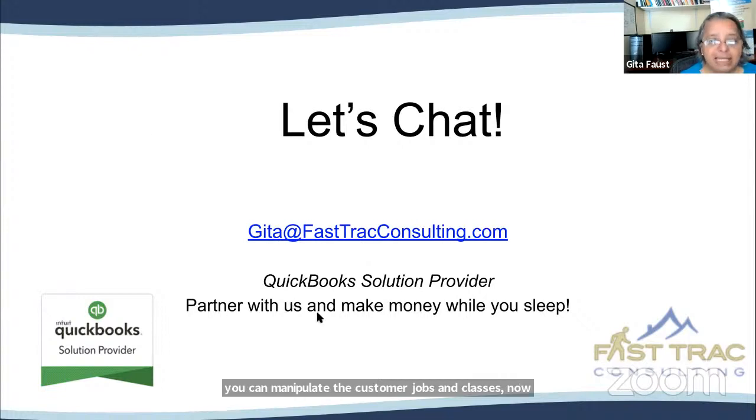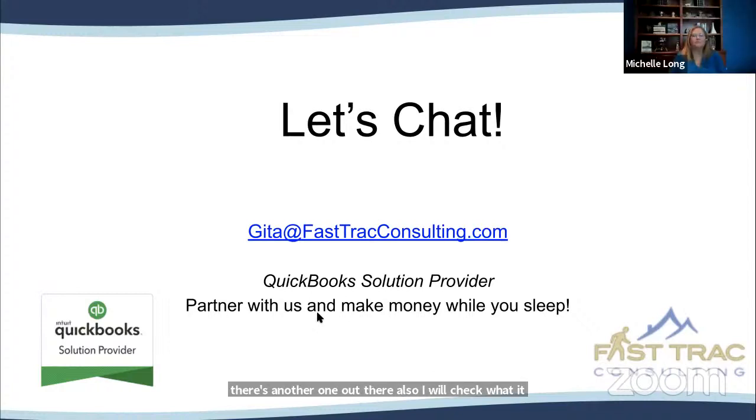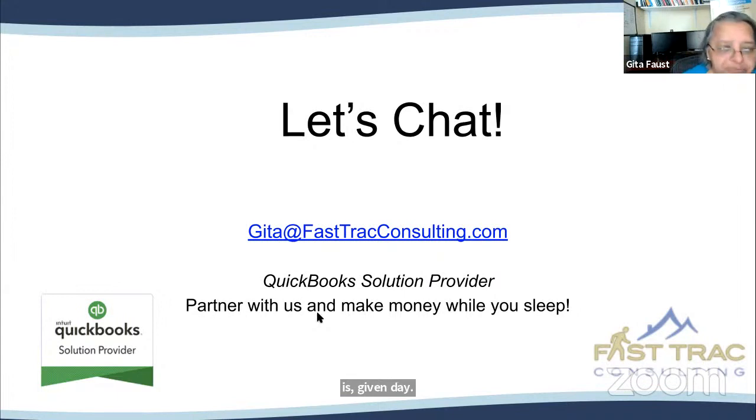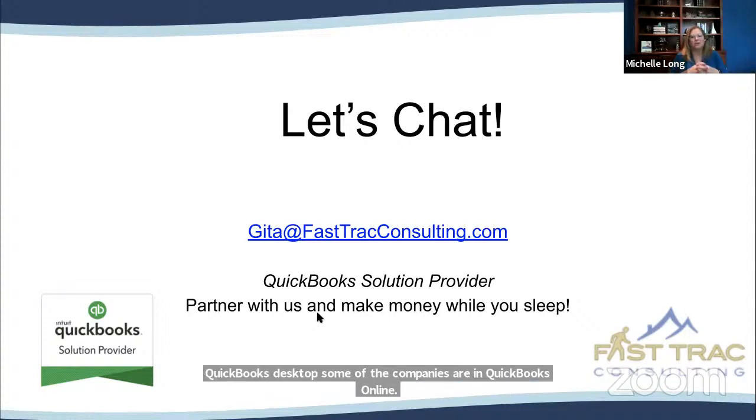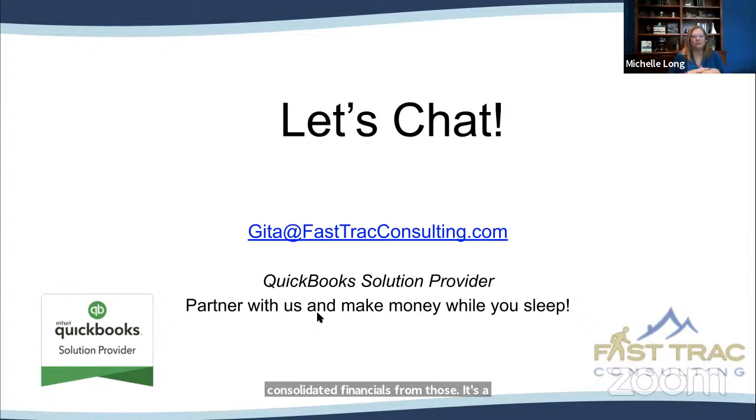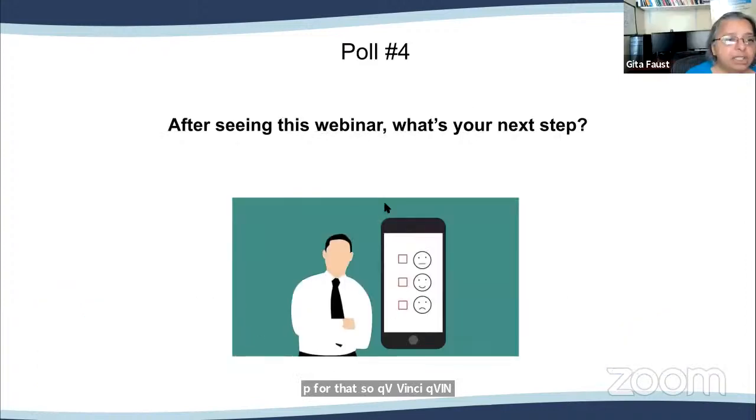Now, for consolidating the reports, we use Panther, and there's another one out there also. I have to check what it is. QVinci. Yes, there you go. QVinci is a very good reporting app for creating consolidated financials. Even if some of the companies are on QuickBooks Desktop and some are in QuickBooks Online, it still can create consolidated financials from those. It's a great reporting app for that. And he had another question about classes, right?